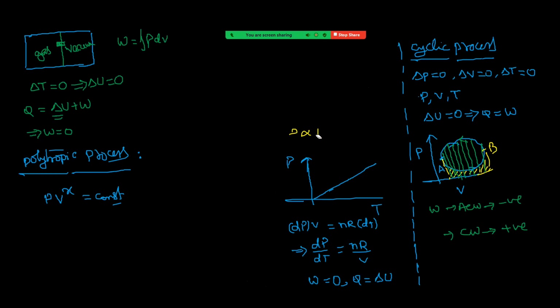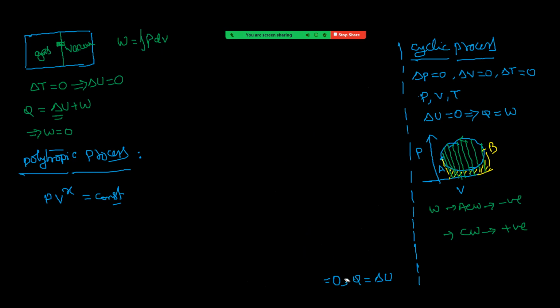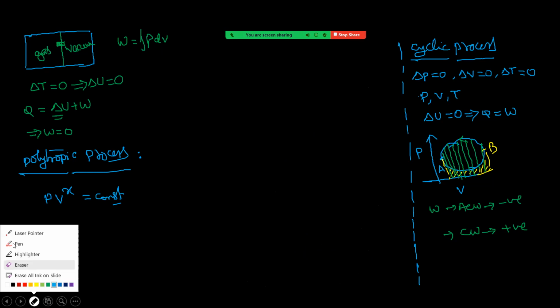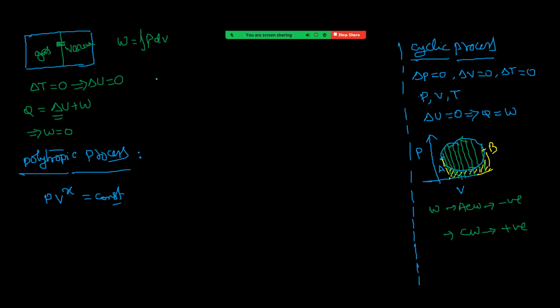If I am taking x value 0, so V power 0 means it is 1. So P equal to constant. It represents the isobaric process. So it is some general process. It depends on the value of x, right? And see how to calculate work done. If you remember, while discussing the adiabatic process, what we got? Exactly the same thing. The only change is now in the place of gamma, we are taking x.